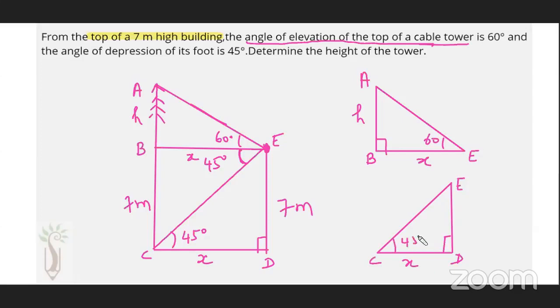X, 45, 7 meter. Is it clear now to all of you? Yes, ma'am. Okay, so solve it. You'll get your X, H. To find the height of the tower, it's H plus X. Yes, ma'am. All clear? Yes, ma'am.